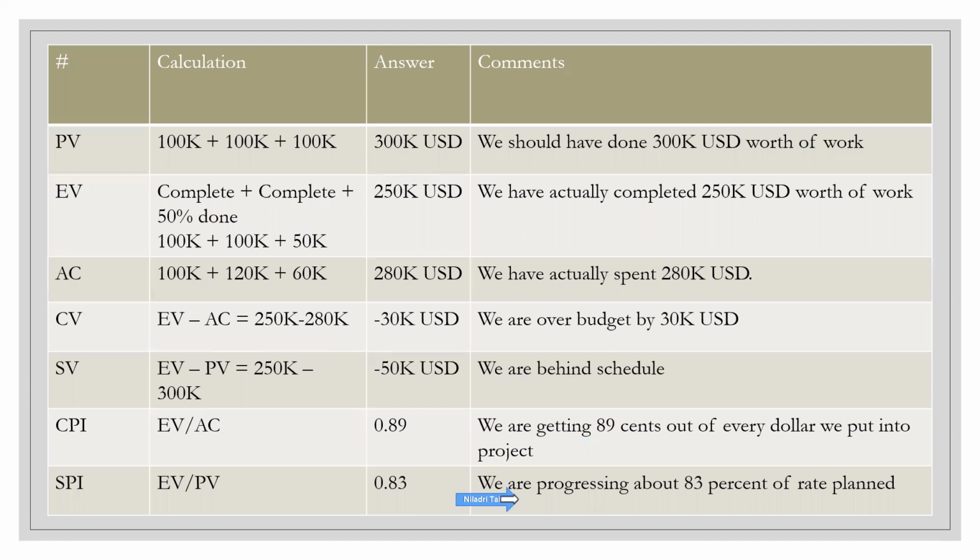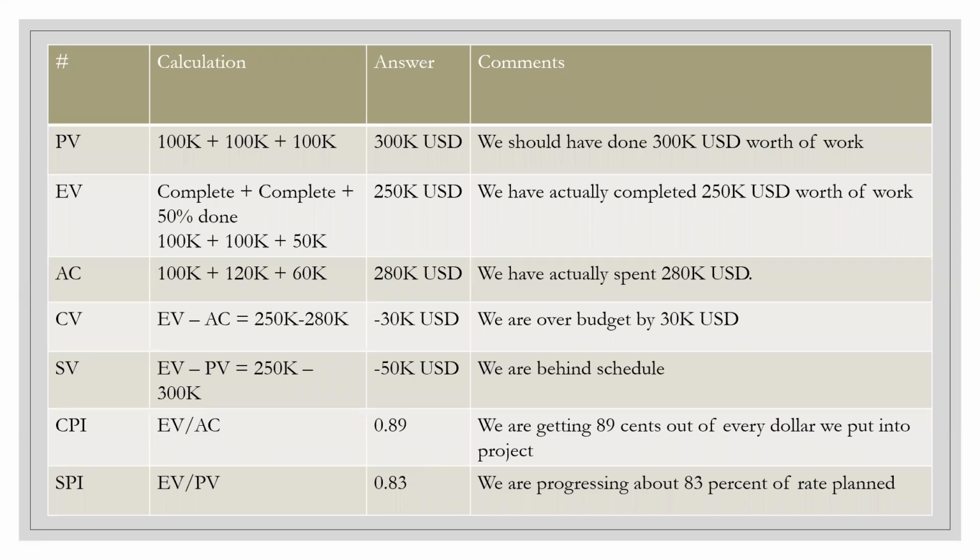So always remember, if CPI is 1 and SPI is 1, that is the ideal thing. We are progressing as per the rate planned and as per the dollar value planned. But if anything is below 1, like 0.89 or 0.83, that means it's bad. We are behind the schedule and above the budget. Okay. So I hope this makes things clear for you.